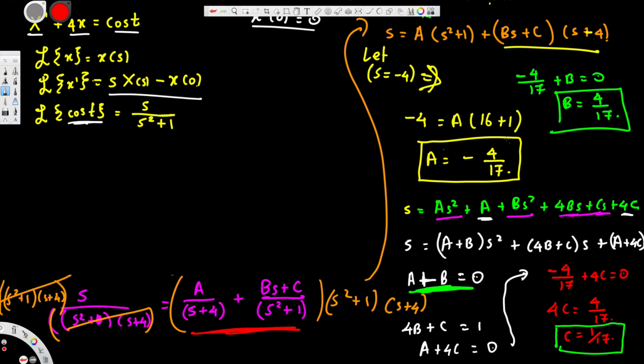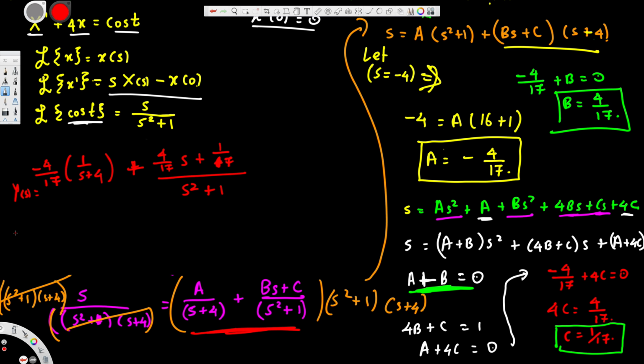A is equal to negative 4 over 17, so negative 4 over 17 times 1 over s plus 4, plus bs. B is 4 over 17, so 4 over 17 s, plus c is 1 over 17, and all over s square plus 1. Now y of s is equal to this.